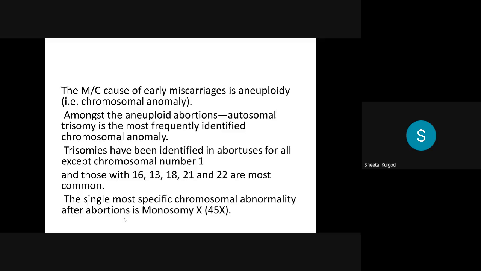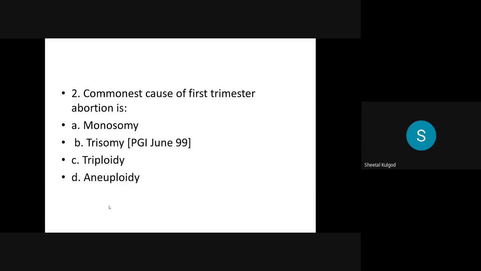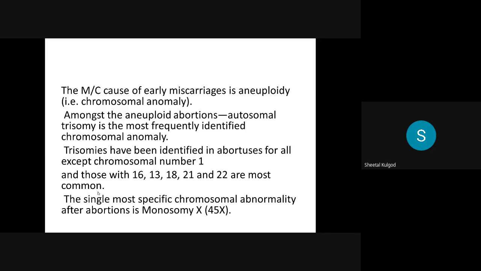So when you study these particular points, and then when you want to answer, the commonest cause actually comes to aneuploidy, because all these other three will be involved in the last answer. So the answer here will be D. Is it clear to all of you? Yes, ma'am. Fine. We'll go to the next one.